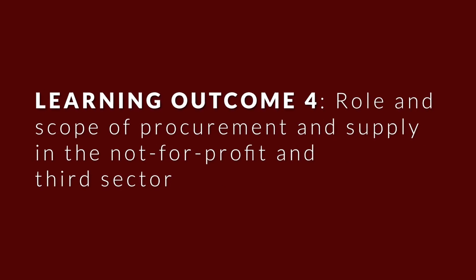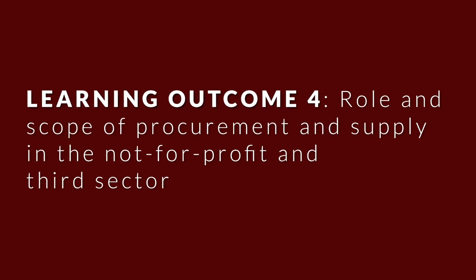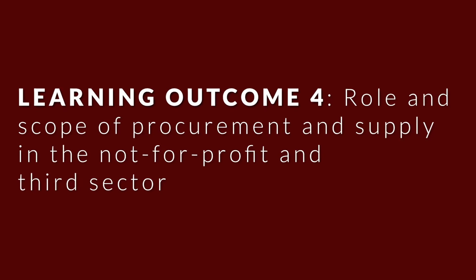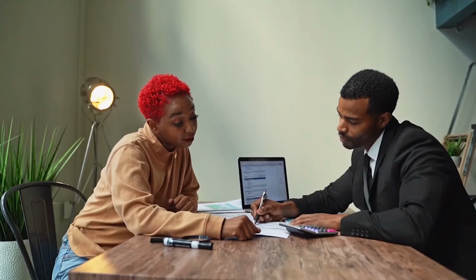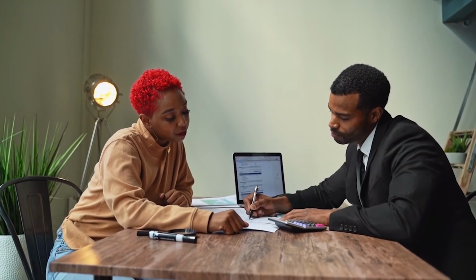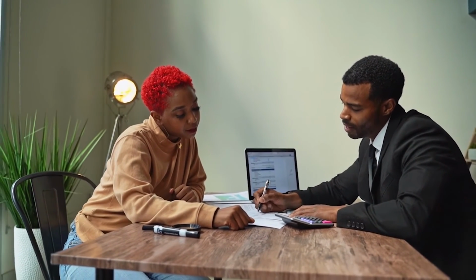Right, let's move on. Now let's talk about the role and scope of procurement and supply in the not-for-profit and third sector. We've talked about public sector. We've talked about private sector, basically what procurement is likely to do in all those sectors. But what if you're dealing with an organization in which you're not really interested in profit? You're not driven by profit. So how does procurement come in? Let's talk about that, and let's start by defining the not-for-profit and third sector.